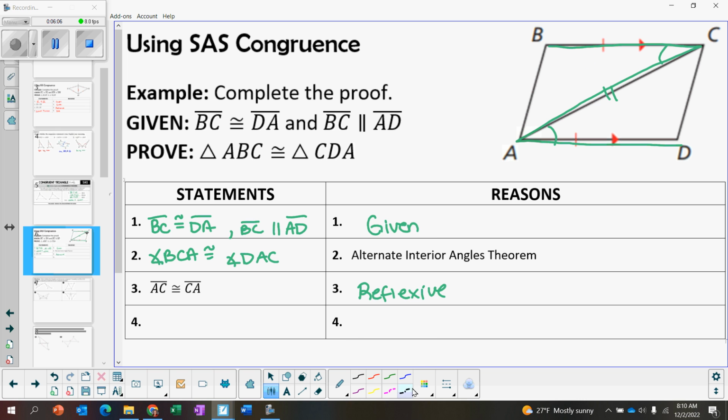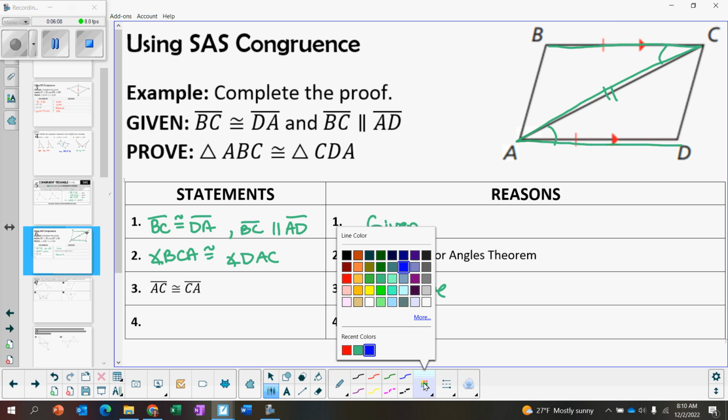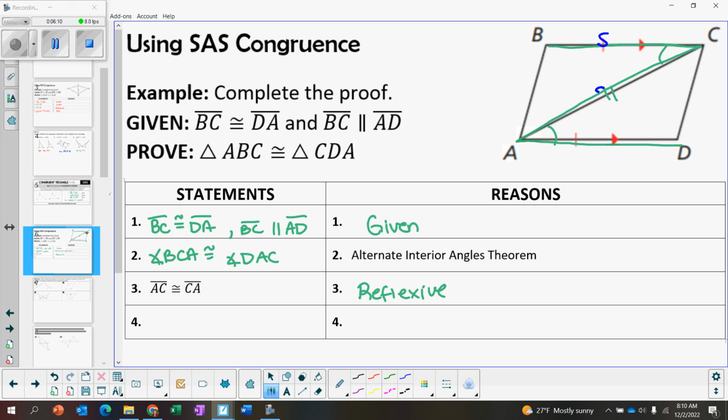So now I have in my picture, take a look at this. We have a side and a side, and here is an angle. If I connect the two sides, it points to the angle. So that is SAS. So triangle ABC is congruent to triangle DBA.